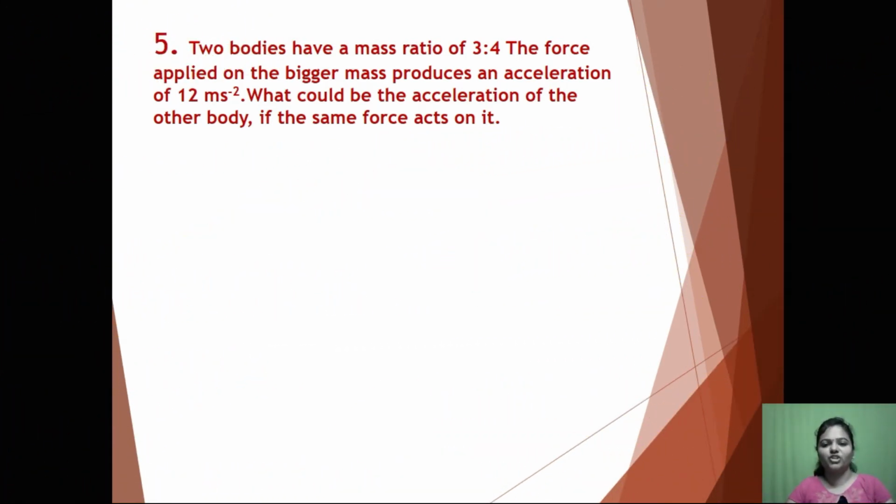Bodies have a mass ratio of 3:4. The force applied on the bigger mass produces an acceleration of 12 meter per second square. What could be the acceleration of the other body if the same force acts on it? We will start with the given. m1 is to m2, the ratio is given as 3:4. Next, the acceleration is given as 12 meter per second square. We are supposed to find the acceleration on the other body.